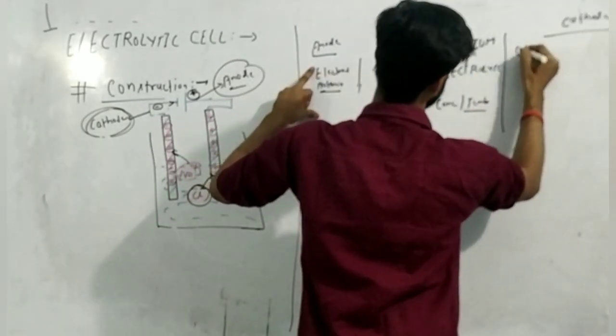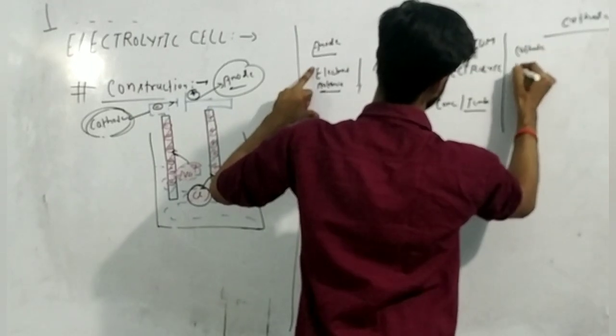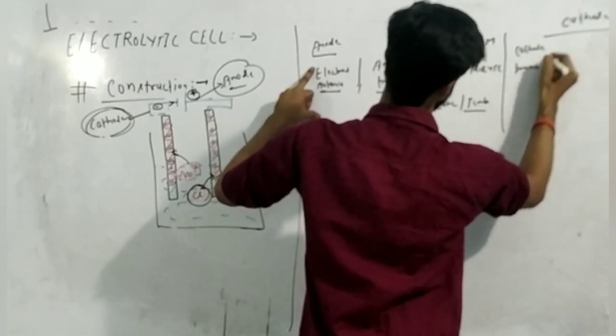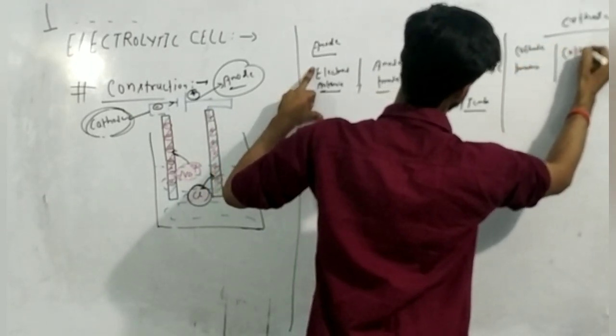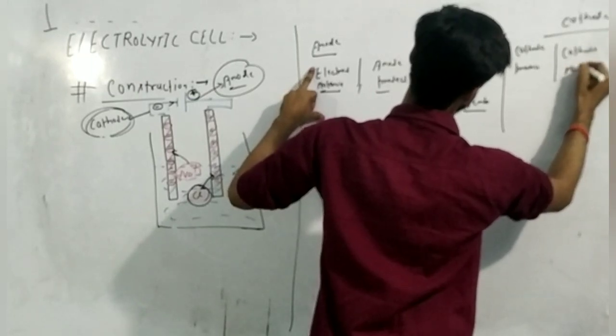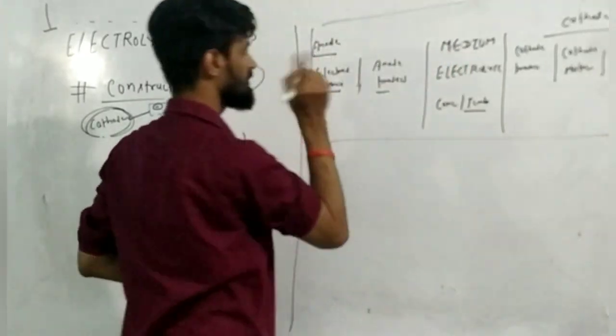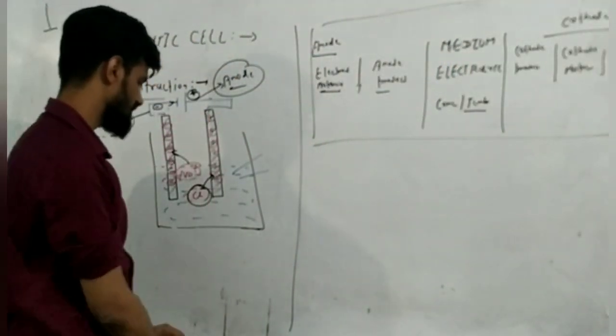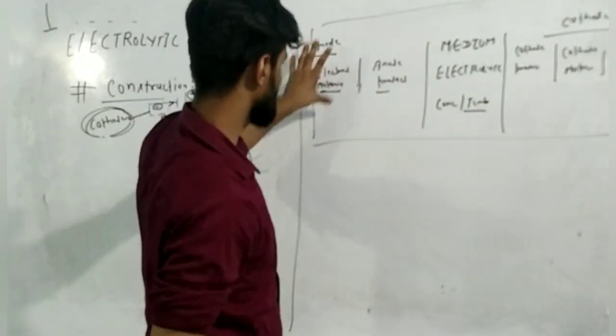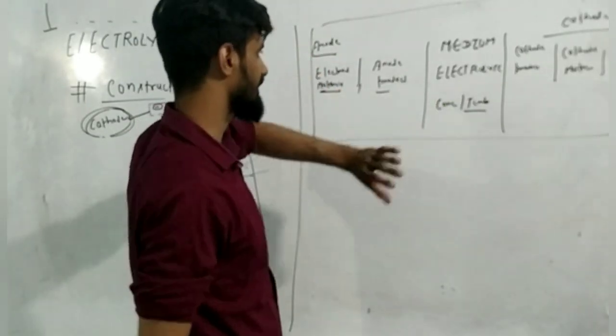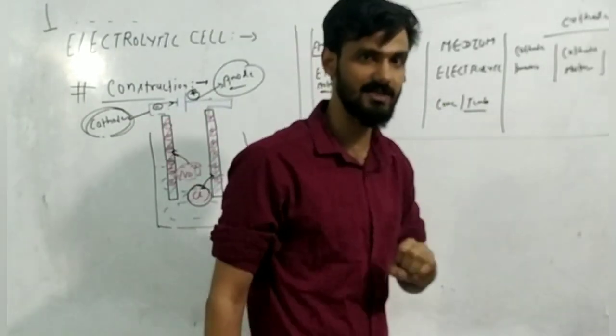Here there will be a cathode product, and here you have to write the cathode material. This is the basic thing that you have to keep in your mind. Otherwise, you won't be able to solve the question, because the question will be given in this way. I will show you the format in which the question will be given in the examination.